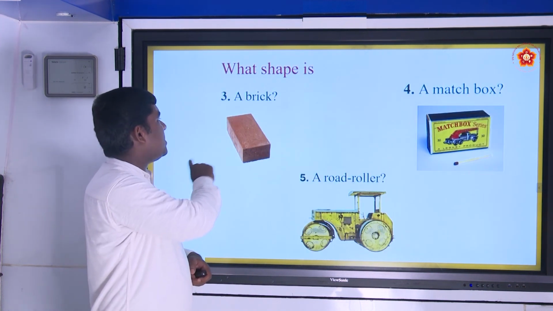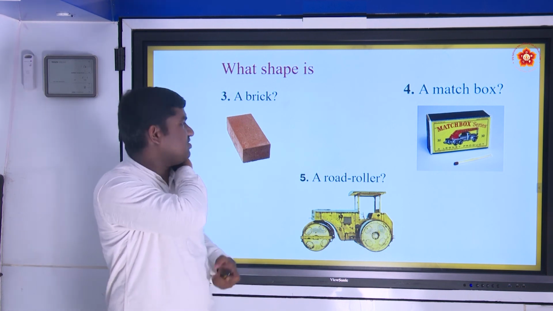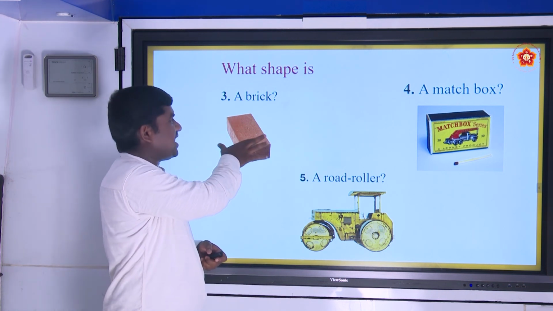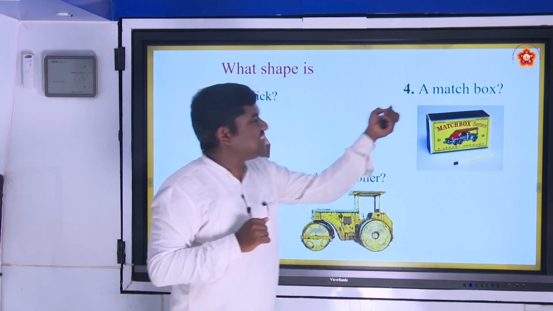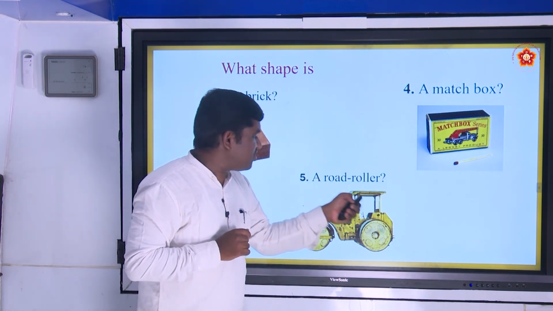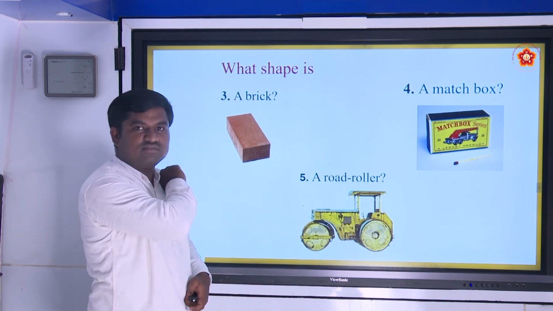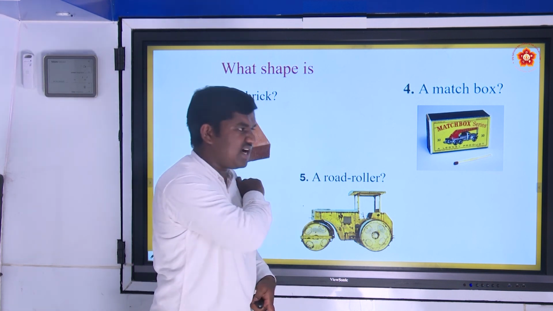Next, third one, a brick. This is used to build a building. What is the shape of this brick? Next, a matchbox. See, identify the shape. Next, a road roller. See the tires of the road roller. What is the shape of that?